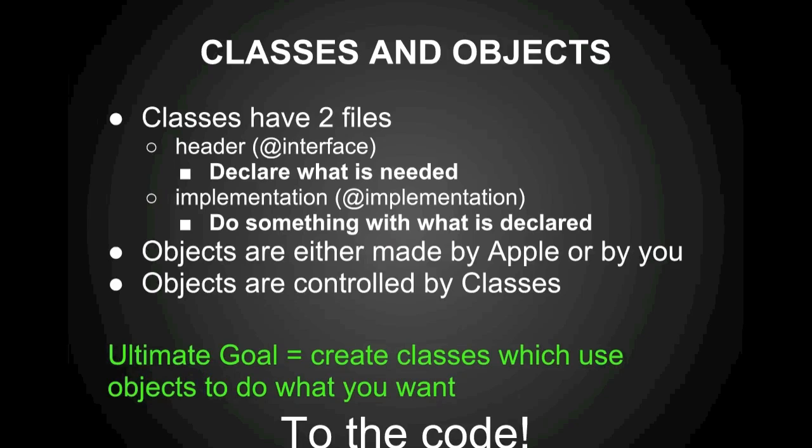Summarizing everything we just talked about, you should now be comfortable with classes and objects and get a grasp of what those two things are. Classes have two files, a header file which declares what is needed, and then the implementation file which does something with that which is declared. And then objects are either made by Apple or by yourself, and objects are controlled by classes. In one sentence, create classes which use objects to do what you want.